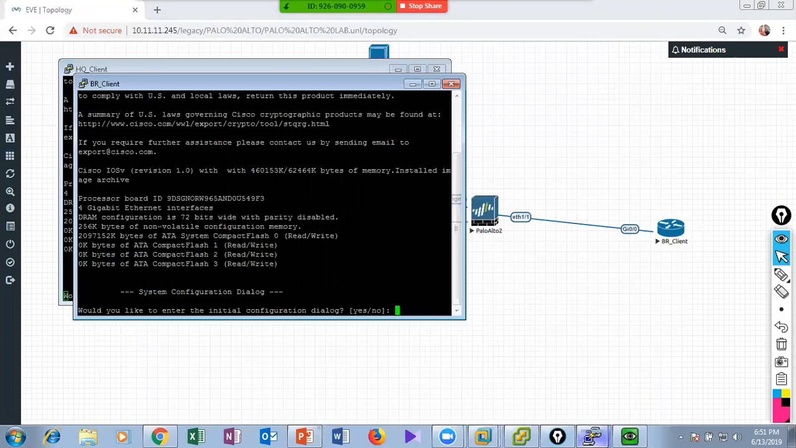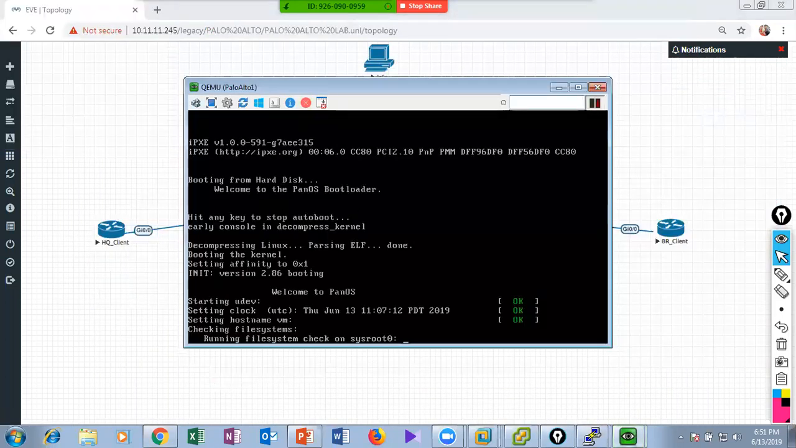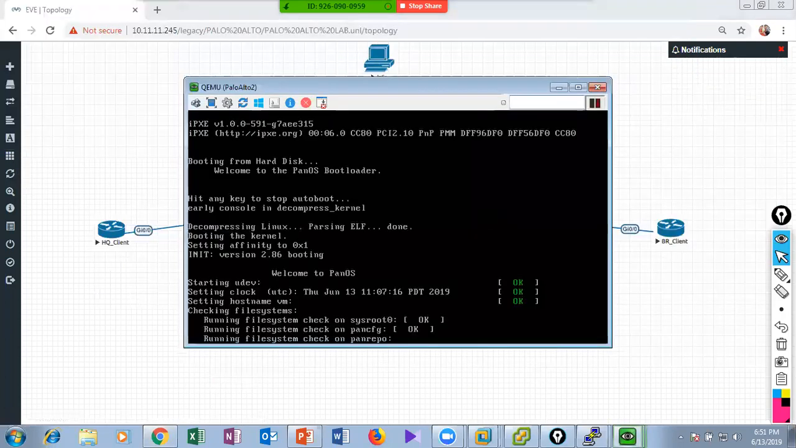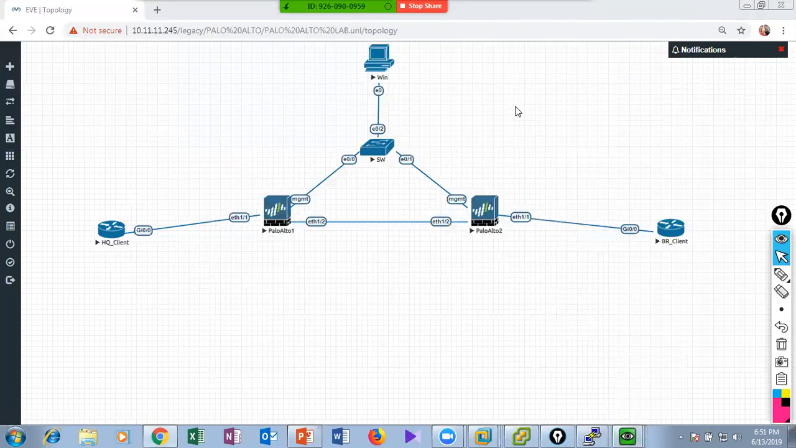Let these devices get started. It's booting, right? Both the firewalls are booting, Palo Alto 1 and Palo Alto 2. Let them get booted first. Then we'll assign the IP to the management interface through CLI.